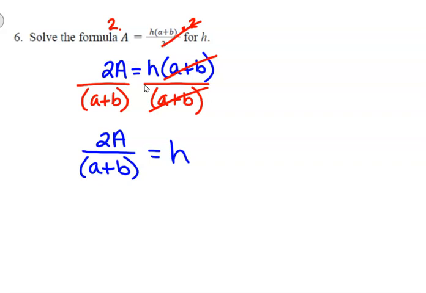I know that solving these equations can be a little tricky because it's not quite the same as what you were doing before, because you don't get a specific number as an answer. Just remember it is all of the same steps.